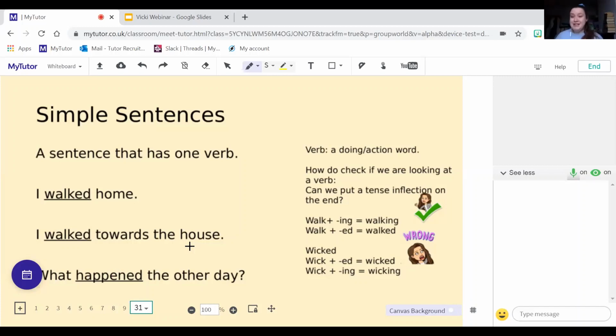Wicked is an adjective. Now, if we take the ed away, we have wick. Wick is a word, but it's not the same as wicked. Wick is from a candle. That's how we burn it. Now, if you put the ing, you get wicking, and we know that wicking isn't a word. So we know that that isn't a verb. So you do have that in English.